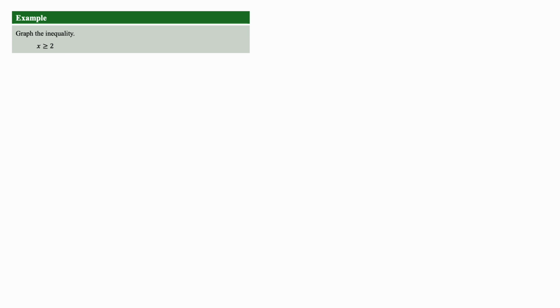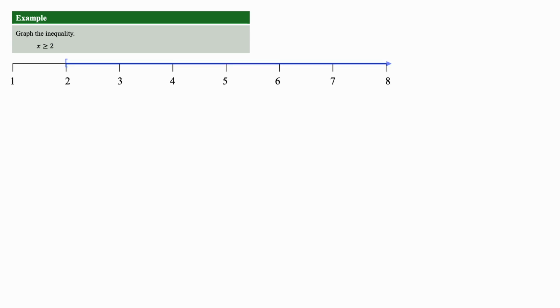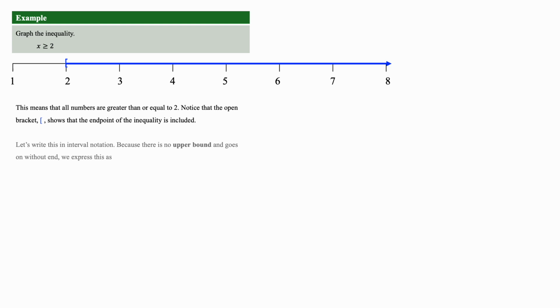On the other hand, let's say we have x is greater than or equal to 3. Let's graph it. This means that all numbers will be greater than 3, but it can also mean that it's equal to 3. And if you notice, the closed bracket shows that the endpoint of the inequality is included this time. Let's write this out. Again, because there is no upper bound, we express this as [3, infinity), noting that since the endpoint is 3, we keep the bracket, keeping the parentheses on the infinity side because, again, it has no endpoint.